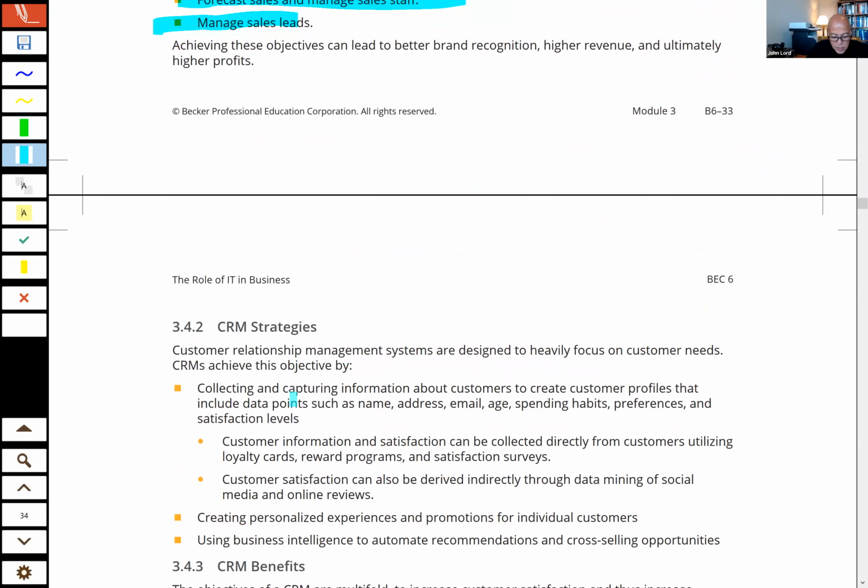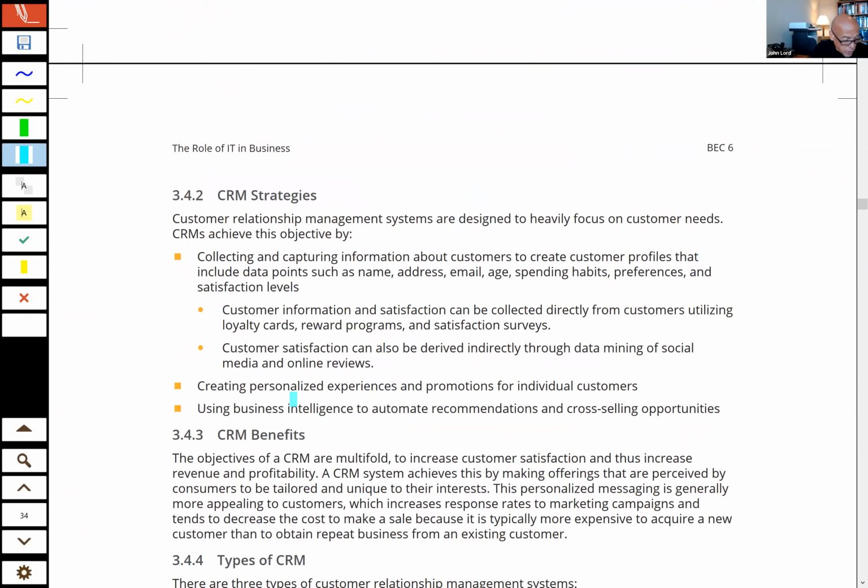Okay, so let's take a look at what some of the CRM strategies are. And again, this is so obvious. Collecting and capturing information about customers to create customer profiles, data points, email, age, spending habits.